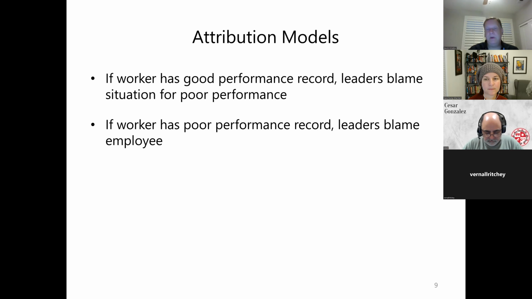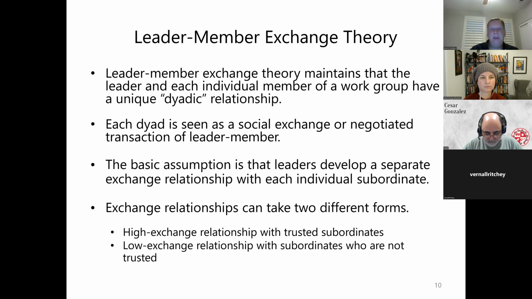So you will attribute performance to either the person or the situation, depending upon the past track record that you have experienced with that individual employee. Again, it's contingency based. It depends upon the employee. It depends upon the employee's previous performance and how much trust you have in that employee.